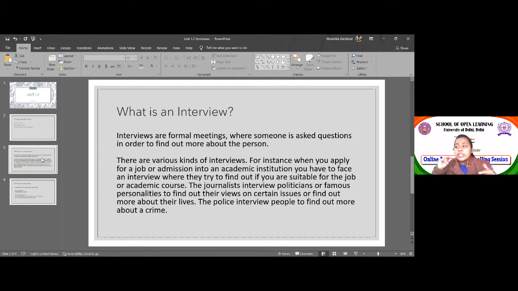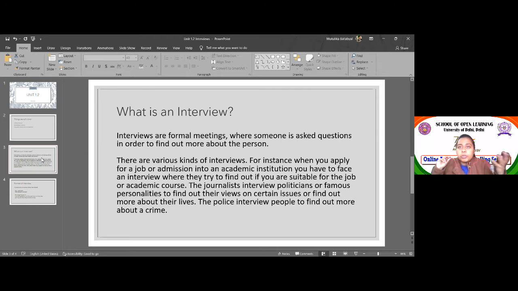For, say, politicians, like right now with the COVID situation, if a journalist interviews the prime minister, asking what are the measures that are being taken, or any other politician, even a local government body, so that the public knows what the government is doing in this particular situation. Or say India won a particular tournament in cricket. So the journalist interviews Virat Kohli and asks various questions about that particular tournament. So the idea is for you to get to know more about the person or the issues.